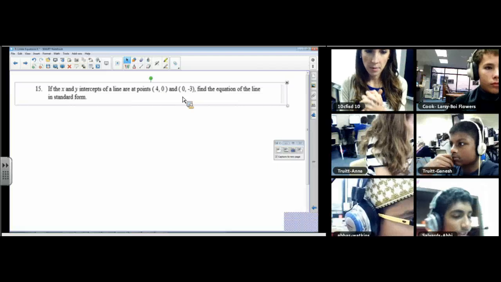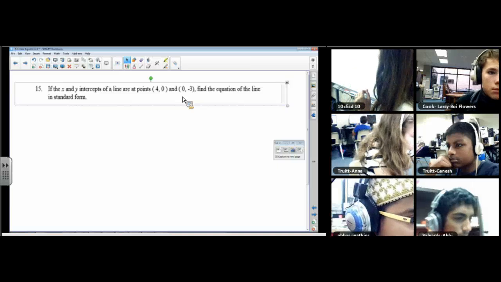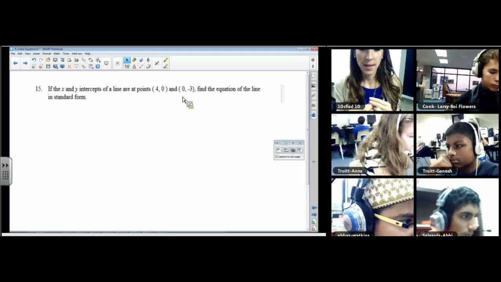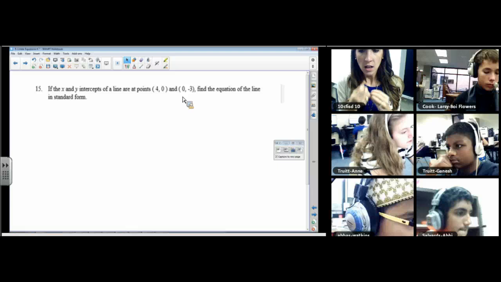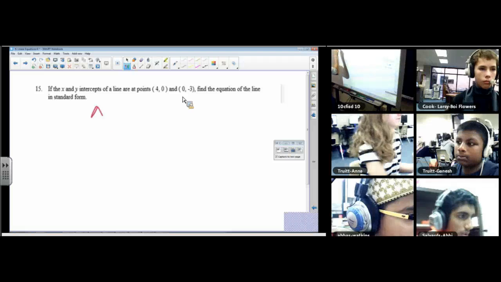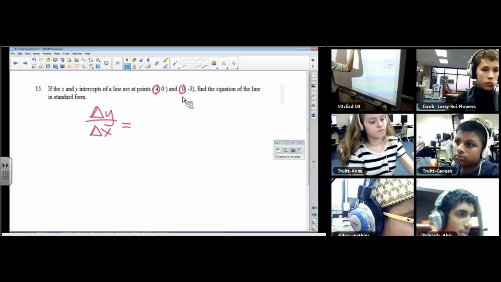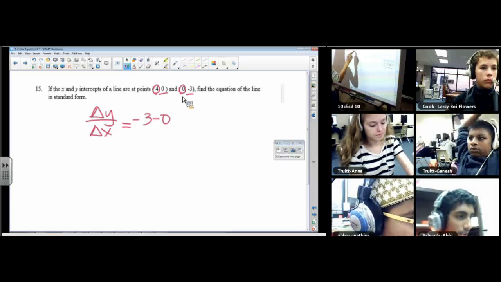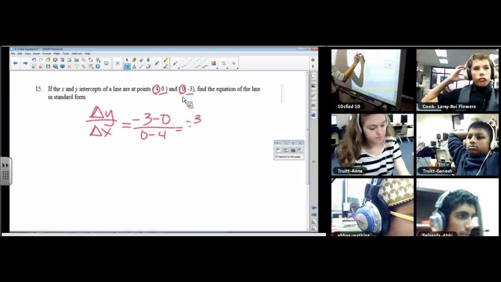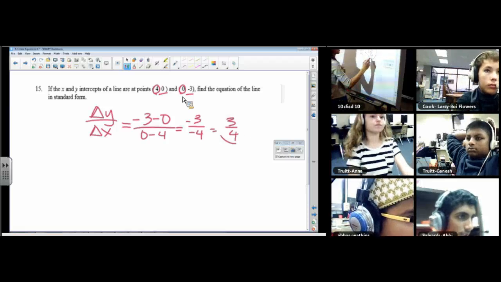All right, working number 15. First of all, it gives us the x and y intercepts. So when we want to write the equation of a line, we're always going to find the slope. Even though these are the x and y intercepts and we can grab the slope from this really easily, let's just go ahead and use the slope formula like we normally do. Slope formula says delta y over delta x. So if we circle our x's and underline our y's, we would do negative 3 minus 0 over 0 minus 4. So we would get negative 3 over negative 4. And so we know our slope is 3/4.